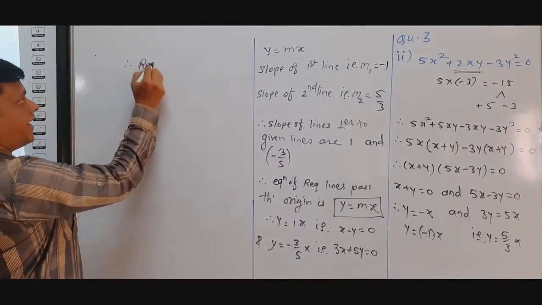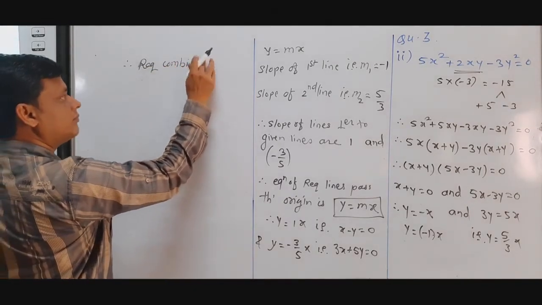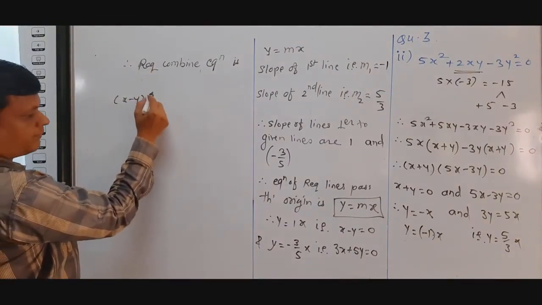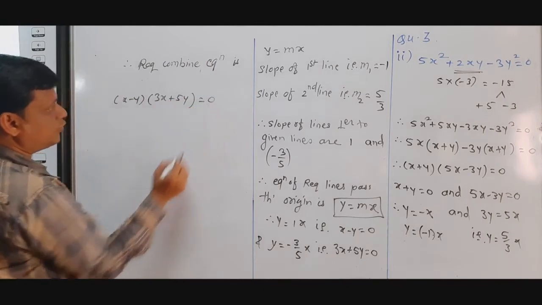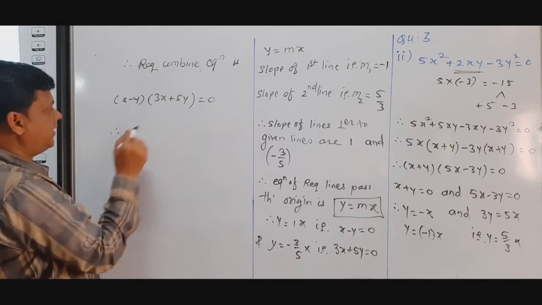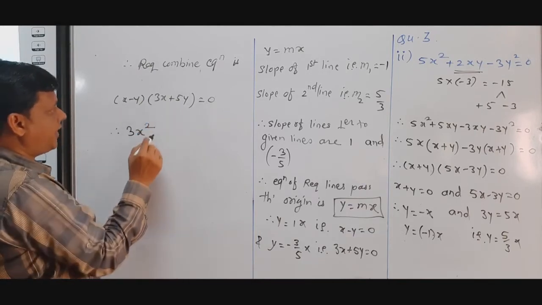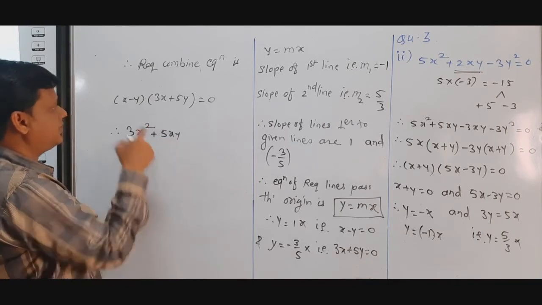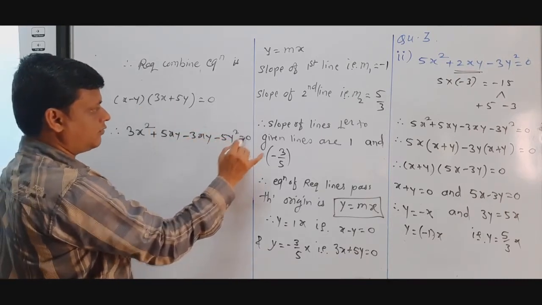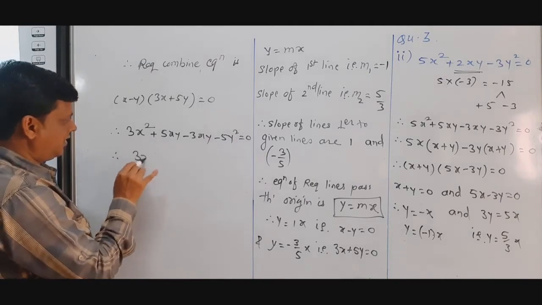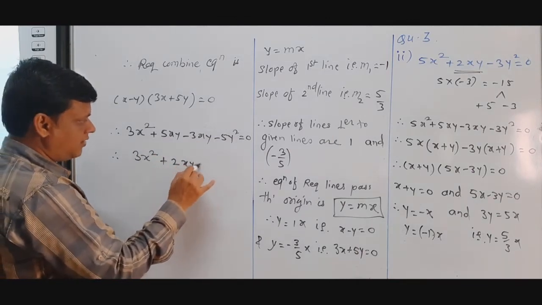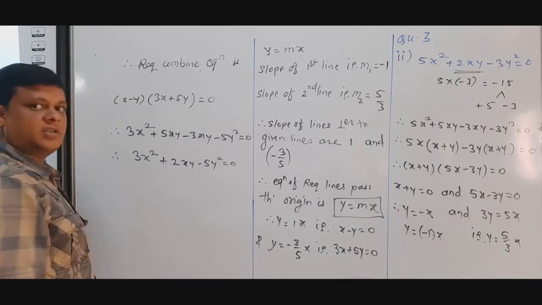Therefore a required combined equation is x minus y into 3x plus 5y is equal to 0. Now we have to multiply these two brackets. Therefore we write x into 3x, that is 3x square, x into 5, so we get 5xy, minus y into 3x, that is minus 3xy, plus minus minus 5y square equals to 0. Therefore 3x square, so add these two terms, 5xy minus 3xy, so we get 2xy minus 5y square equals to 0. This is the required equation.